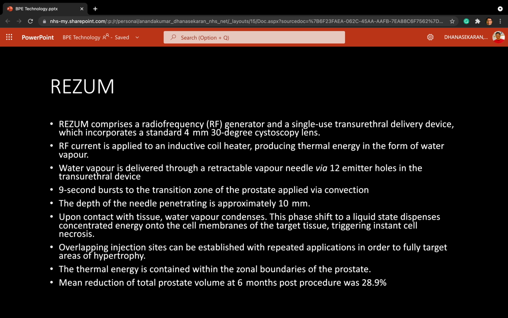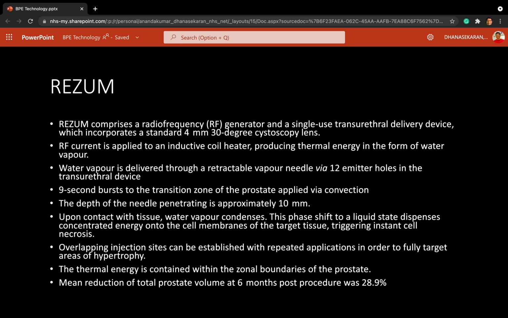Okay, again, keywords are important. You need to bring in words like radio frequency at one point, because Rezume comprises a radio frequency generator and a single use disposable transurethral delivery device. It's a 30-degree cystoscope lens and 4 millimeter lens. This radio frequency, when applied to the inductive coil heater in the generator, produces thermal energy in the form of water vapor. Water vapor is delivered via the retractable needle. It has 12 emitter holes.